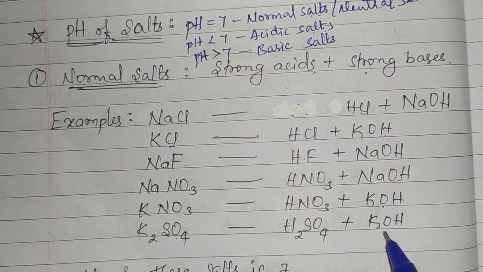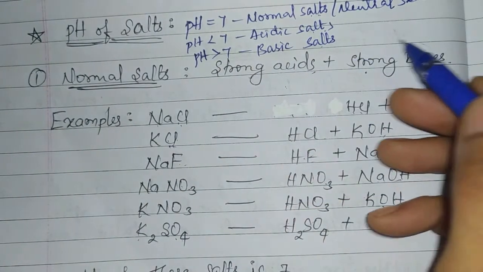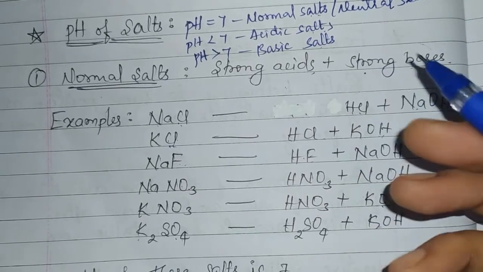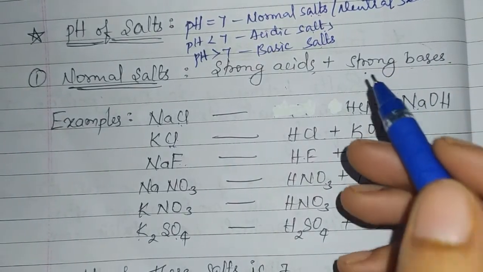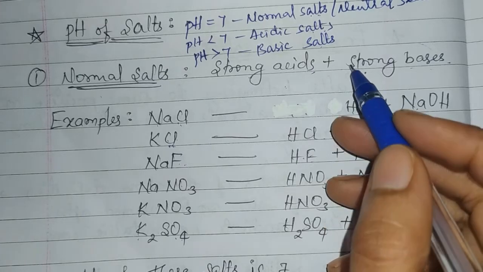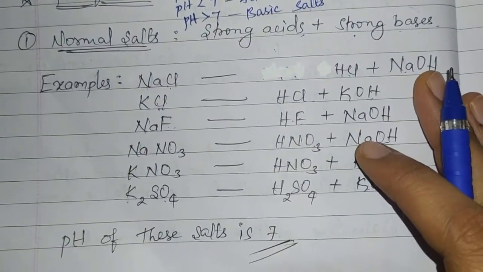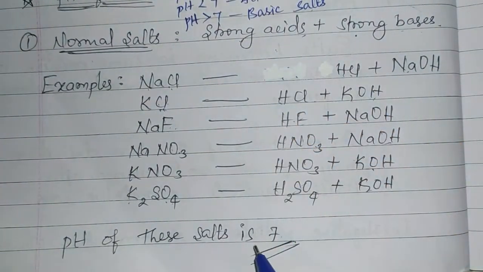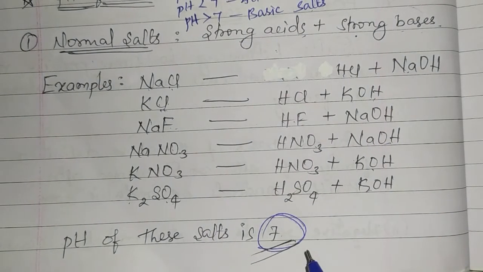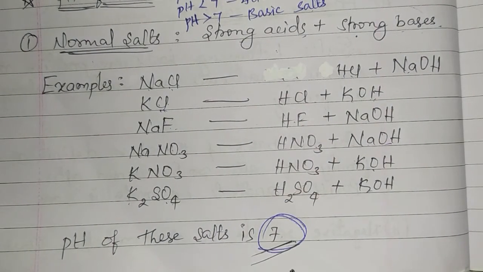So like this, when strong acids react with strong bases, the salts formed are said to be neutral salts because the pH of these salts will be 7. Therefore, they are said to be normal salts or neutral salts.